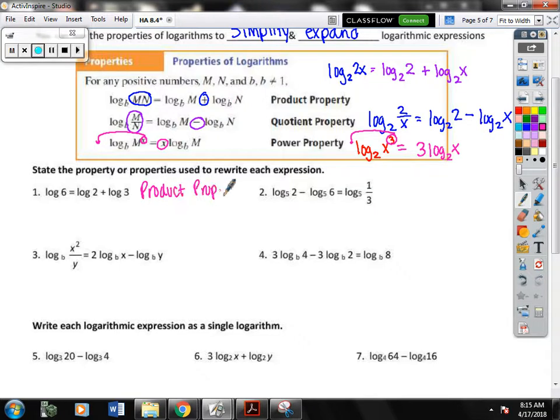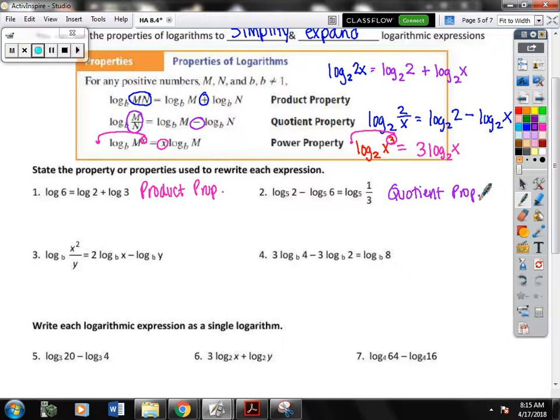And I'll just abbreviate property, prop. Okay, the next one says log base 5 of 2 minus log base 5 of 6 equals log base 5 of 1/3. What property is that? Abby? Quotient. 2 divided by 6 is 1/3. So it's technically quotient property and a little bit of simplification, but that's not a property, so.